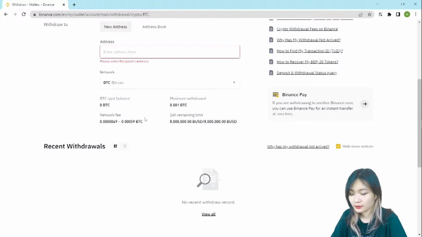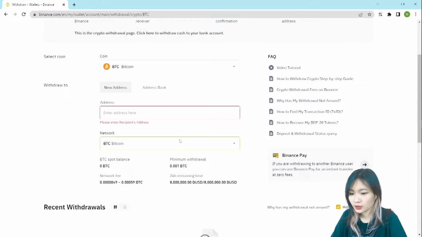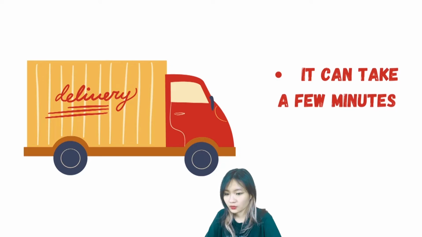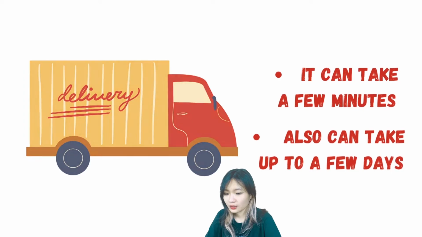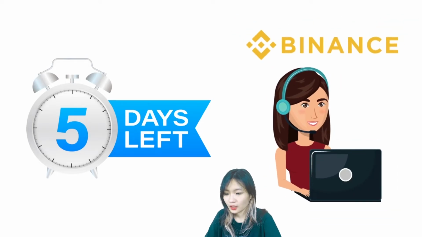And after you have double-checked all the information, just submit the withdrawal request and wait for the coins to arrive at the other platform. The sending process can take about a few minutes, but depending on the network, which can be overloaded sometimes, it can take a little bit longer, up to a few working days, so just be patient. If after about 3 to 5 working days you haven't received the coins yet, then you will have to make a claim to the Binance support team and let them help you.